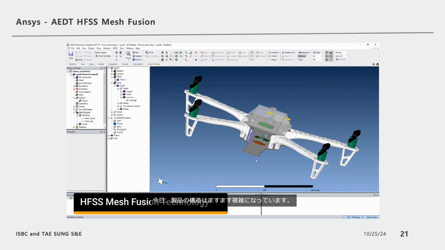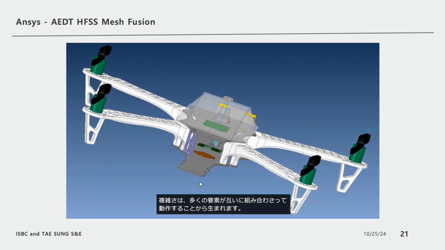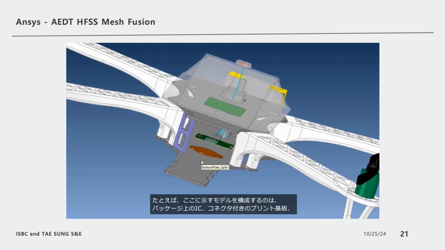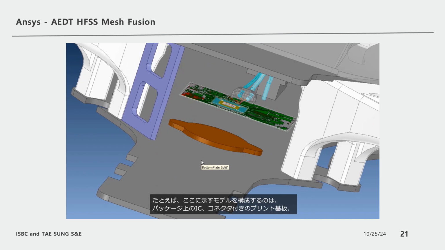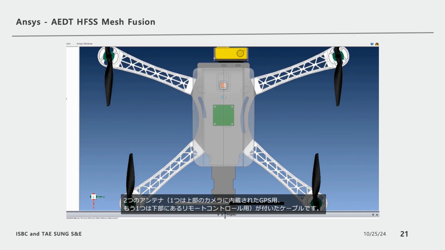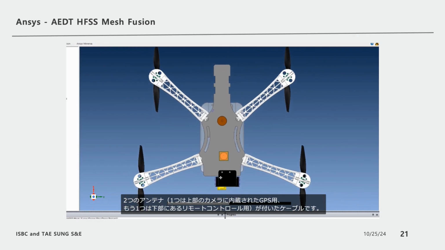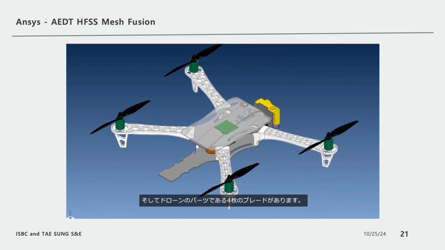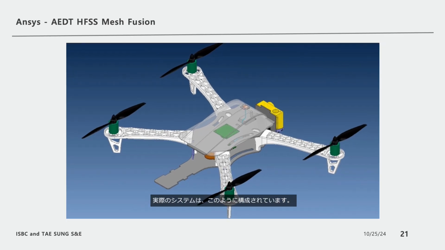Complexity of products knows no limits today. These products are a complex combination of many elements working together. For example, the model shown here consists of an IC on a package, a PCB with a connector, a cable with two antennas, one on top for GPS and a camera, and the other one on the bottom for remote control, and 4 blades as part of a drone. Such products are an example of a true system. The solutions that exist today neglect several electromagnetic effects, since it's not possible to simulate such full systems together.